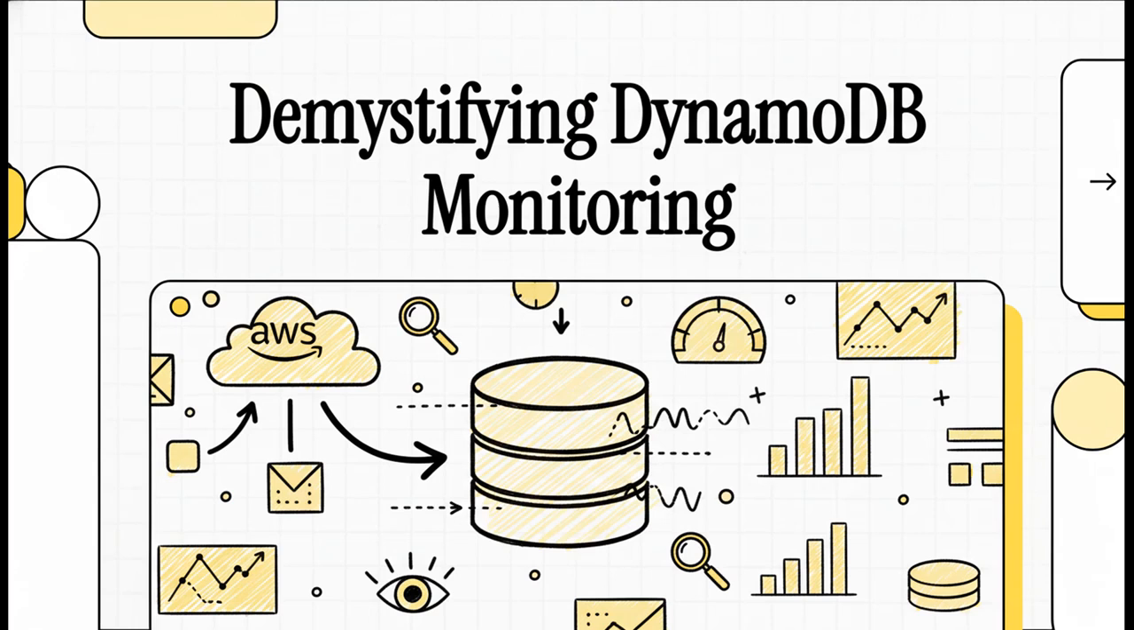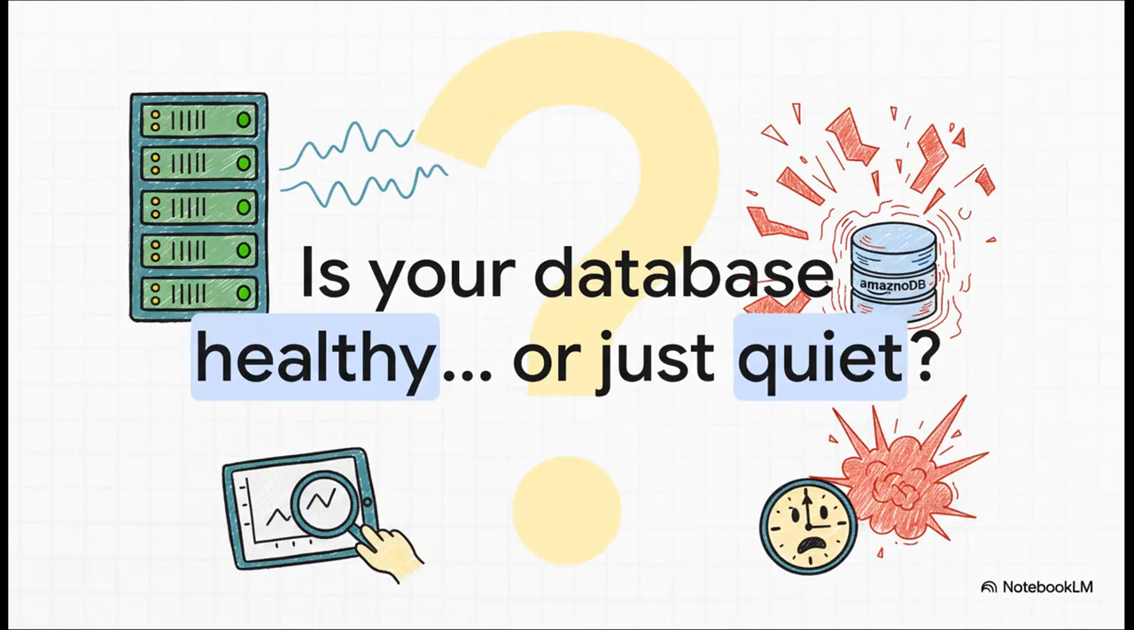Welcome to The Explainer. Today we're going to tackle a problem that, well, it probably keeps a lot of developers up at night. Figuring out what is really going on inside your Amazon DynamoDB. You've all been there, right? Your application starts grinding to a halt, users are complaining, but you look at the database dashboard and everything's green. So what's the deal? Is your database actually healthy, or is some major problem just silently brewing under the surface?